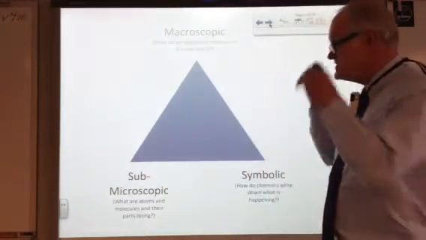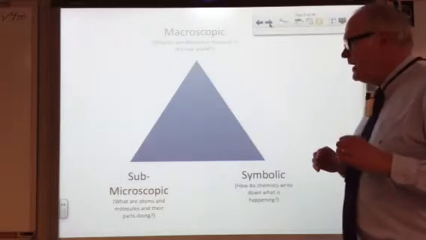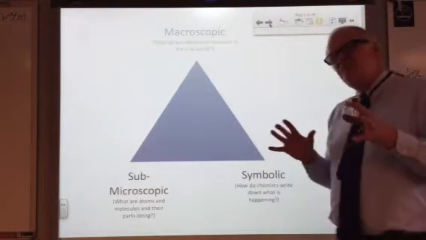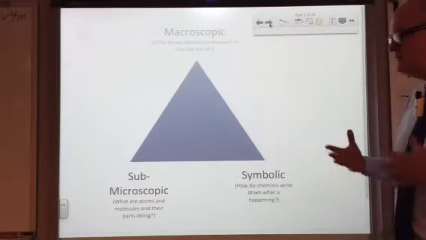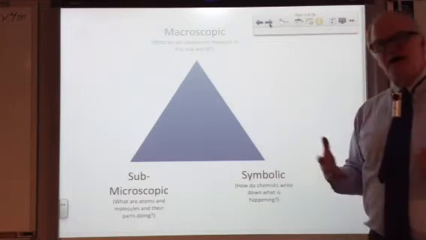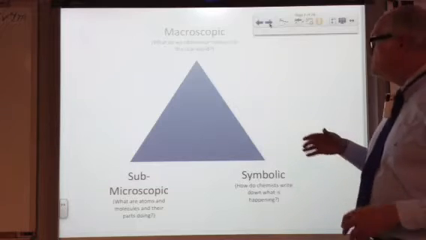Atoms are too small to see, even with a microscope. And we need to keep track of what's going on inside of them, so we're going to talk about how we do that, what kind of symbols, what kind of math we use, and so on and so forth.